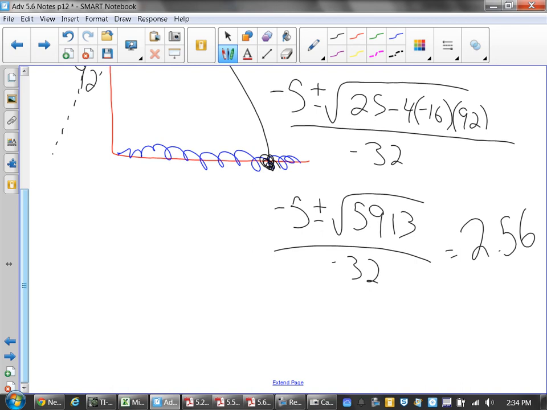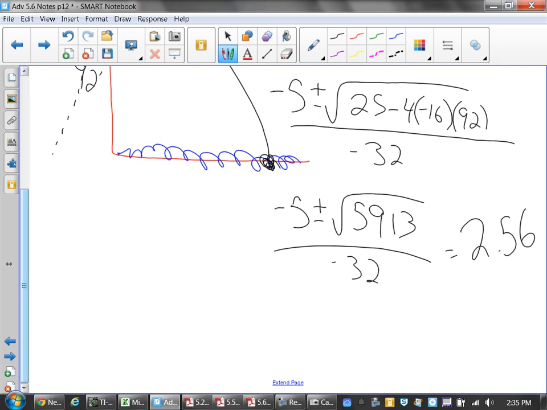A couple of them. I don't know. Depends if you know how to do the other stuff. If I do none of these, will I still succeed on the test? No. So to get to 2.5, you literally just take -5 plus root 5913 over -32. No. You have to do -5 minus the square root of 5913.